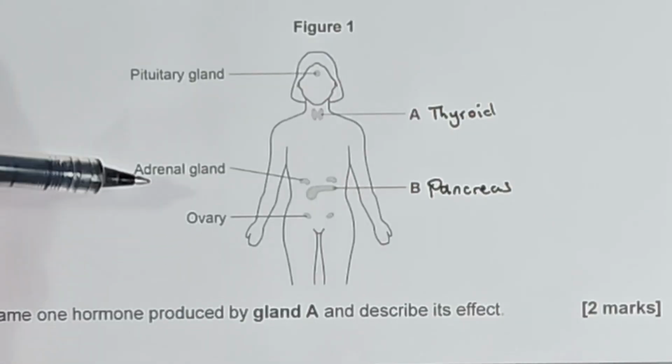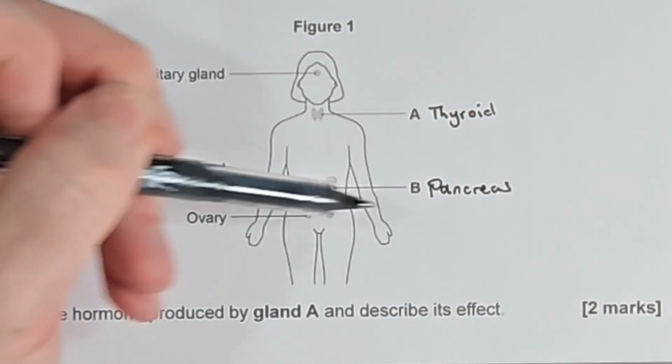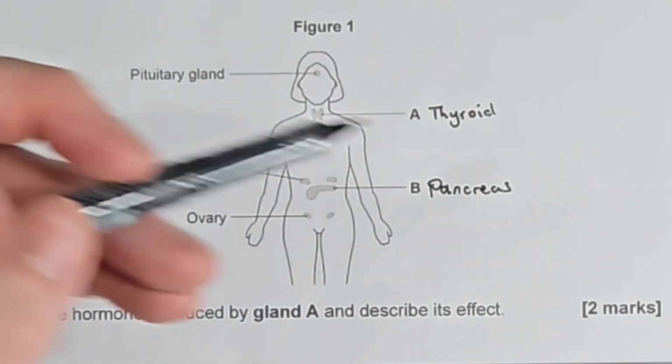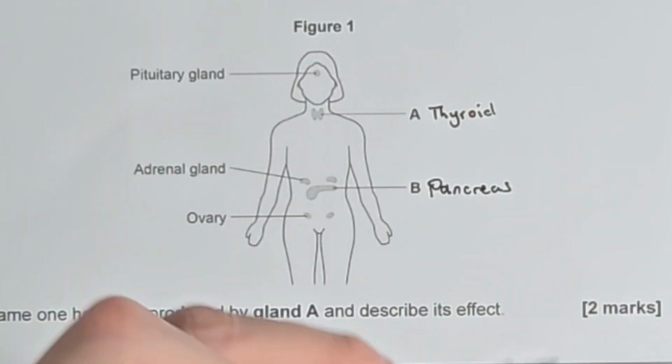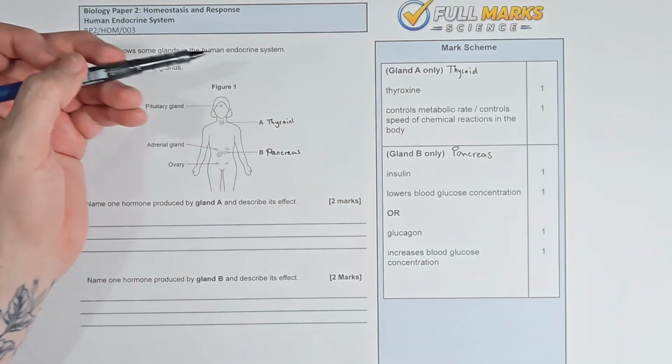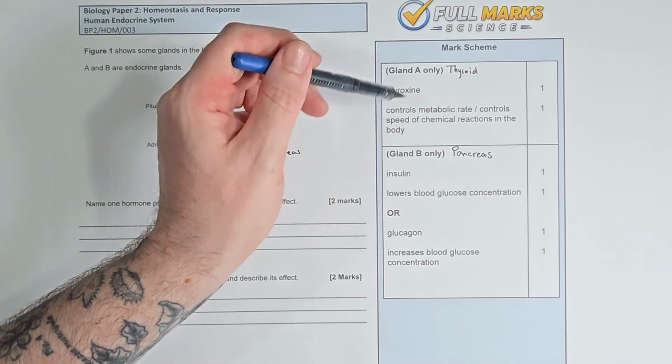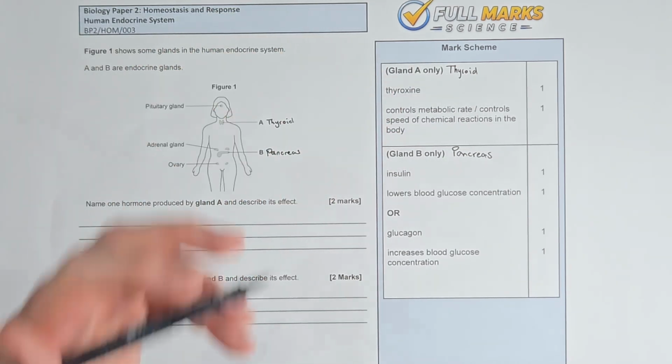Because you could maybe have an A and a B, and it already tells you what these are. So if you get a question where they're giving you this sort of layout and asking you to do this sort of stuff, it's good to know what they all are before we actually build our answer out. So thyroid produces thyroxine, and it controls the metabolic rate, and it controls the speed of chemical reactions in your body. So that's effectively what it does.